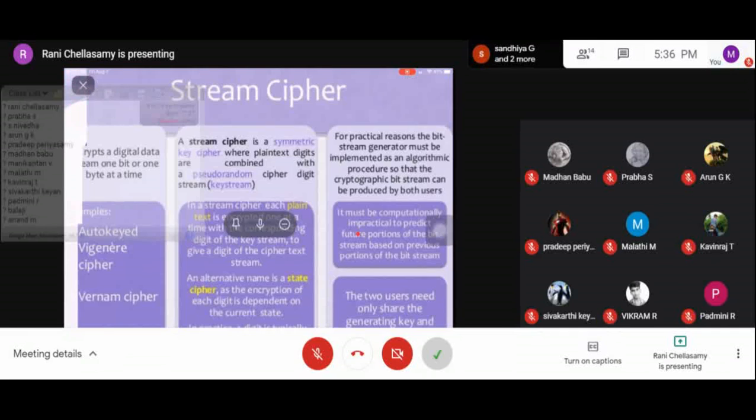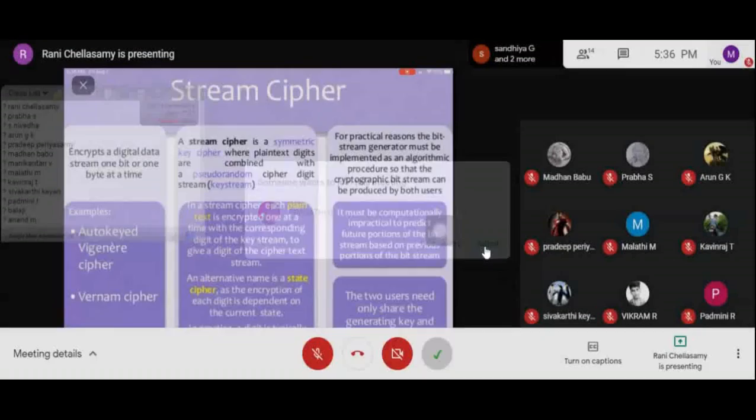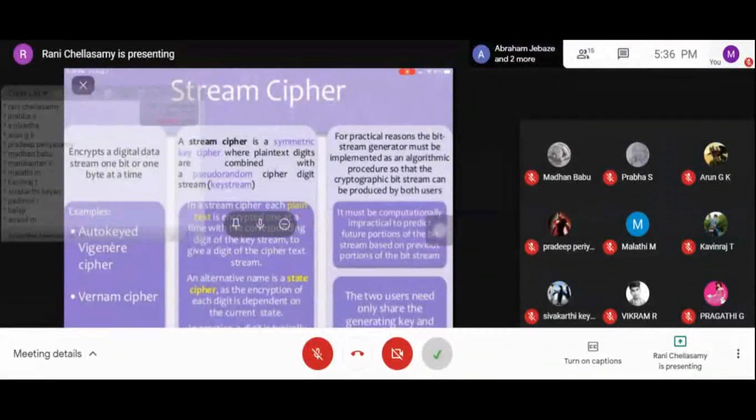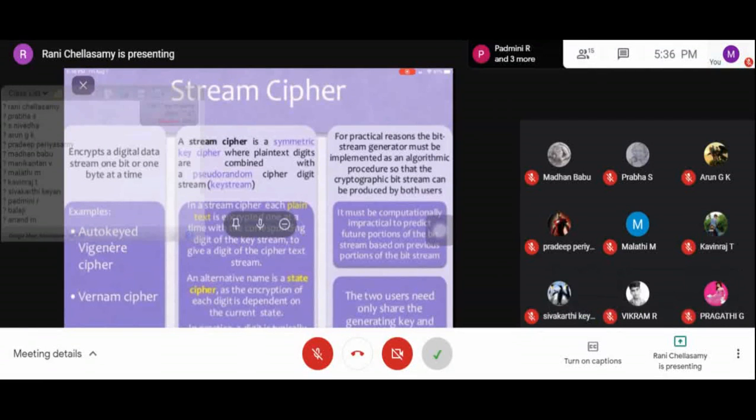Coming to the classification of encryption, you have symmetric and asymmetric. Under symmetric, you have the classification of stream cipher and block cipher.